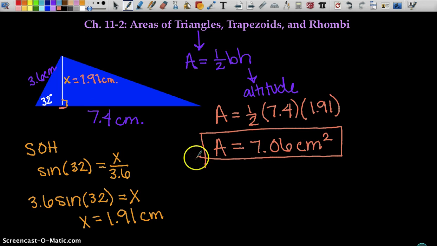Now if it's a right triangle, it'd be super easy because the height is already given to you because it's the altitude. It's a right angle. Your other option, of course, would be to find the area of one triangle and the area of the other one and then add them together, but you don't really have a whole lot of information over here, and it's probably a lot of extra work to go around doing that.